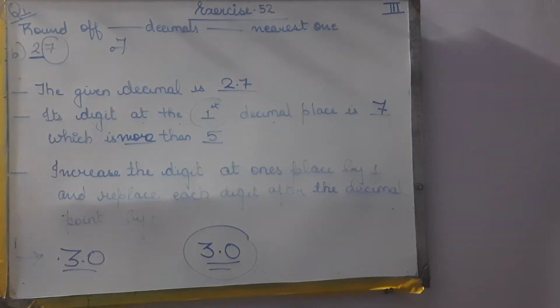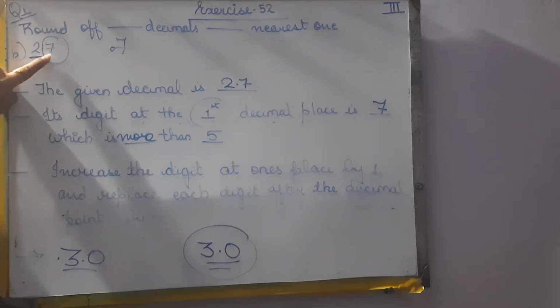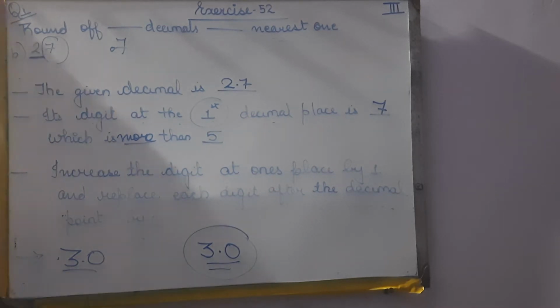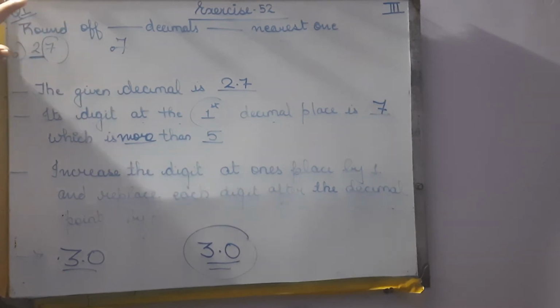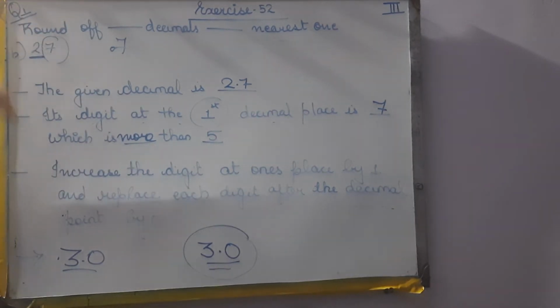What do we do in the case of less than 5? In one's place itself, we make the place after the decimal 0. But when it is more than 5, we increase the number before the decimal by 1, and after the decimal there will be 0. So when we round off 2.7, we will get the answer as 3.0. C and D are marked as homework.